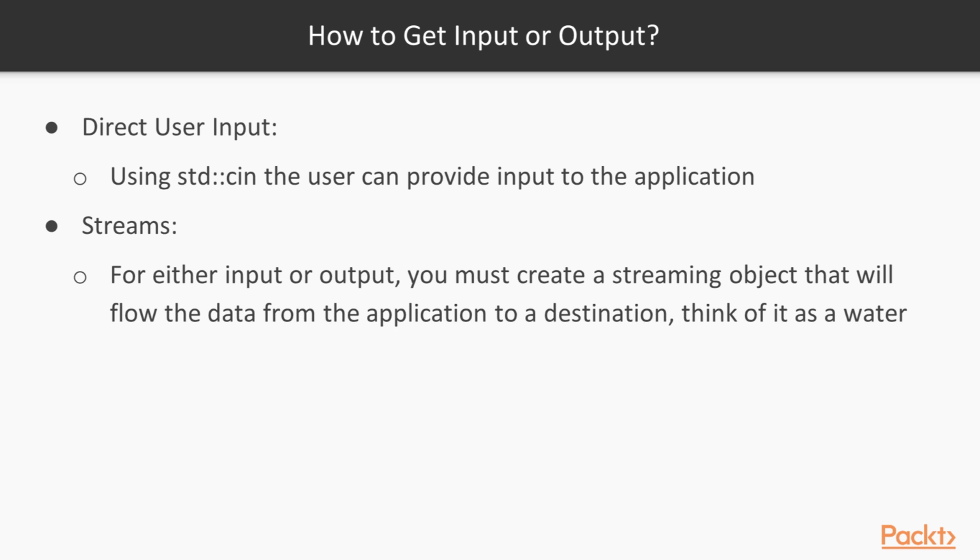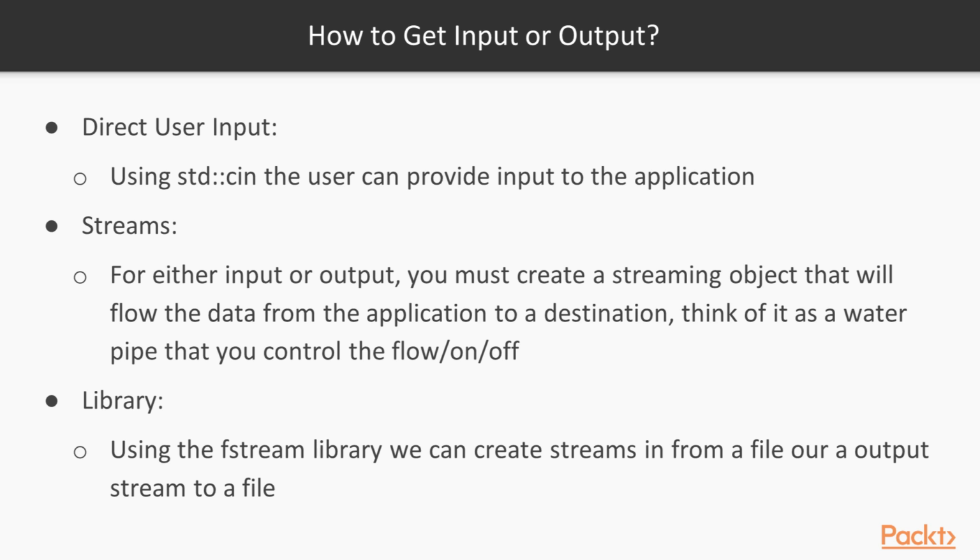Streams are a flow of data that could be coming in. We can use them for either input or output, and you must create a streaming object that will flow the data from the application to the destination. Think of it as water pipes that you control the flow on and off. So think of it like plumbing. You connect water pipes together and water flows through them, going from point A to point B. And in that plumbing, you can turn the flow of water on and turn it off, or when the water is done dispersing, it empties out the pipe. That's what a stream is, essentially. It's just a flow of data, and you can control the in or out.